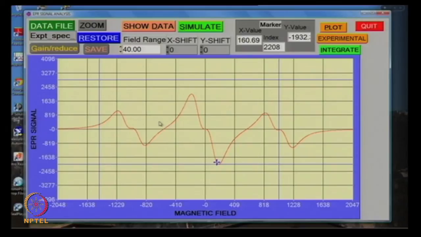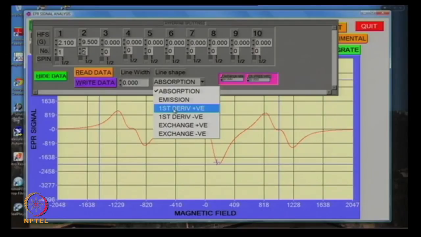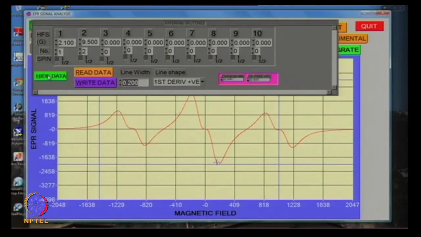And let us say from this I have got an approximate value which I entered in the data. So let us say one value is 2.1 gauss and there is only one nucleus of spin half, and the other is, let us say, 9.5, and there are 2 nuclei of this kind, and this is a derivative signal. Let us start with a narrow line width.